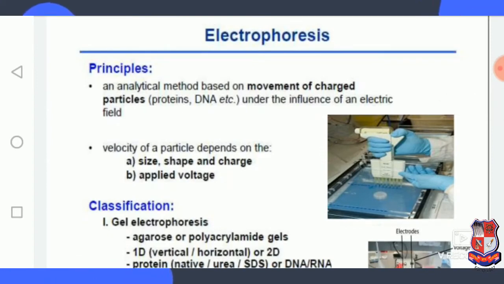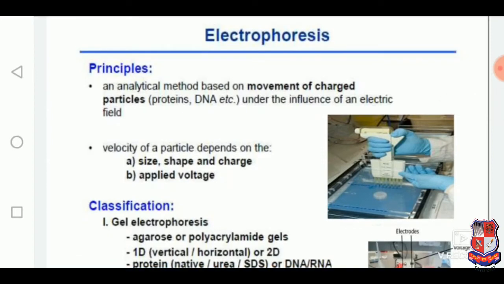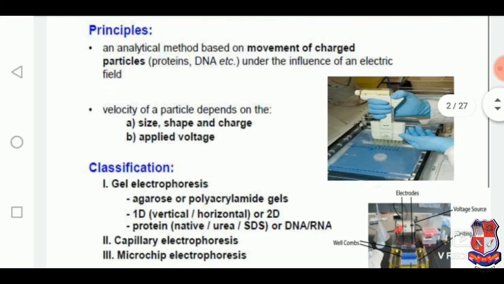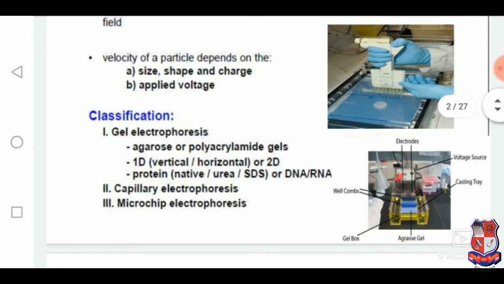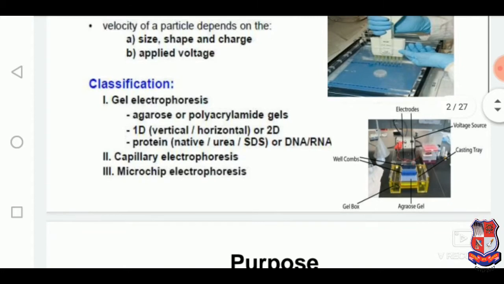Electrophoresis is an analytical method based on movement of charged particles under the influence of an electrical field. So the velocity of a particle depends on the size, shape, charge, and applied voltage too. Classification of electrophoresis. Electrophoresis can be classified into categories. First one is gel electrophoresis, second one is capillary electrophoresis, and third one is microchip electrophoresis.